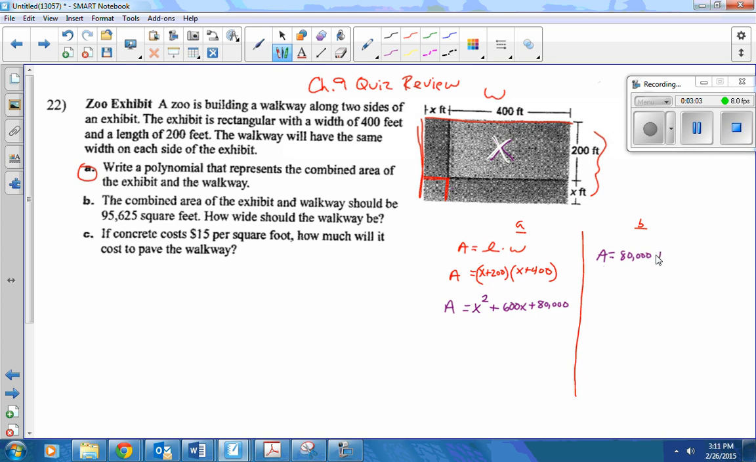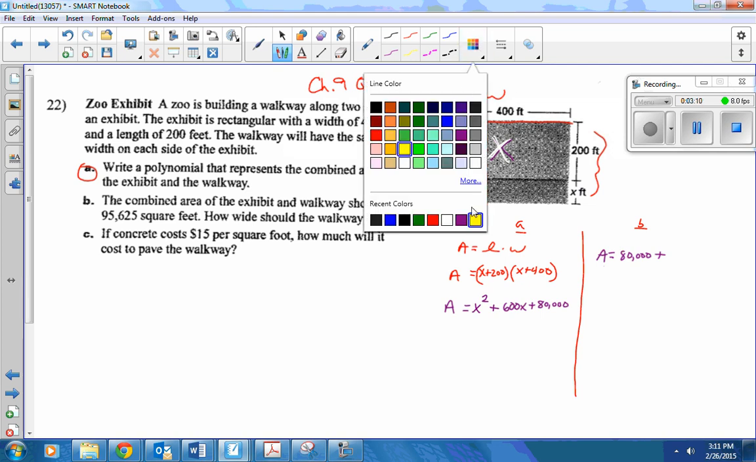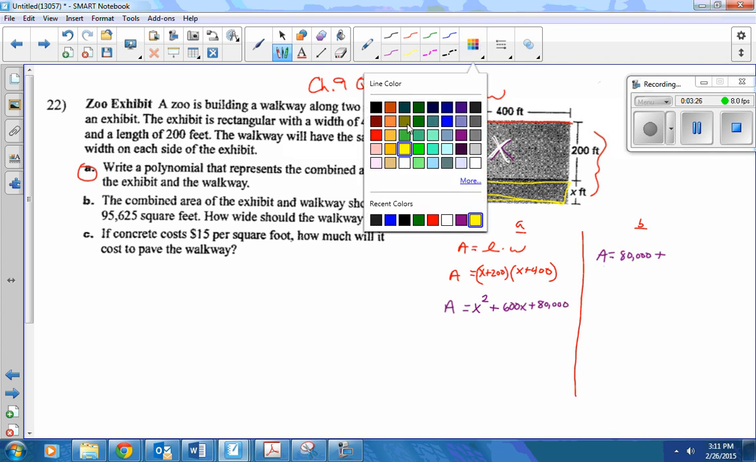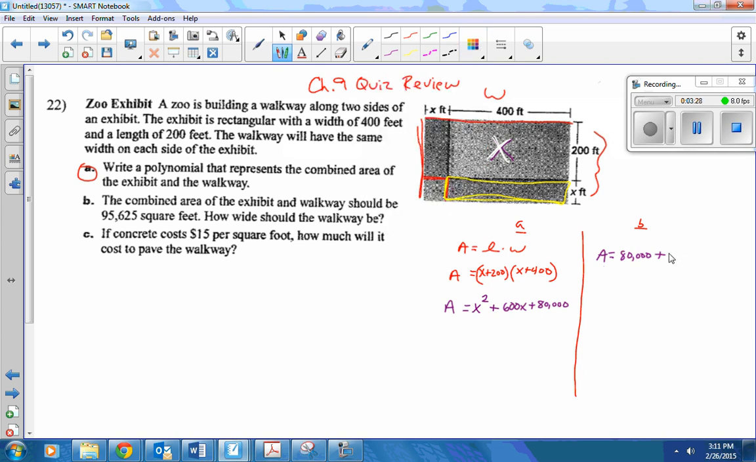And to that, we're going to add some of these other shapes that we see around the outside of the building. So this walkway is made up of this rectangle right here. I know the measurement of this one. The width is x and the length is 400, so it becomes 400 times x, or 400x.